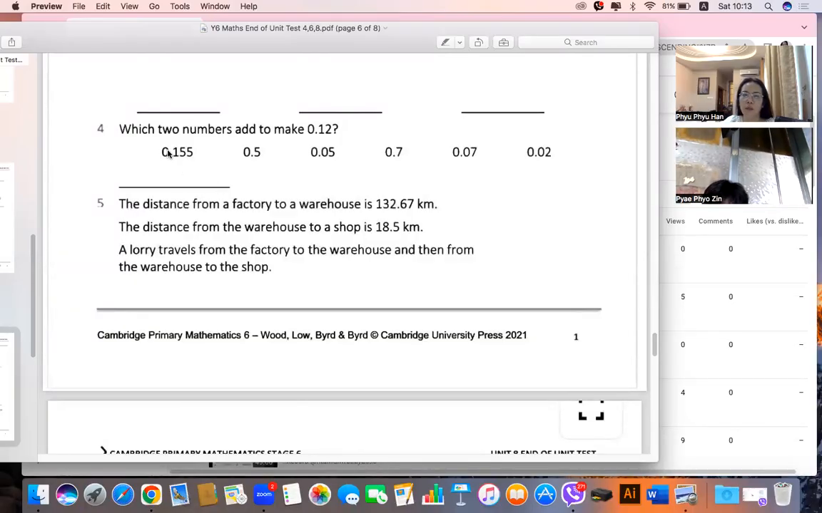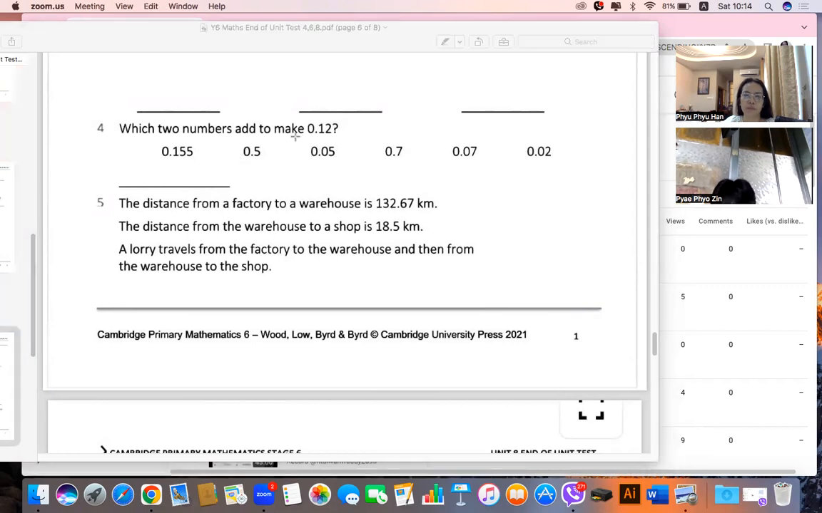So you will see which two decimal numbers add to make 0.12. Okay, 0.12. We cannot add 0.5 and 0.7, right? That will get 1.2. Okay, we need to add these two.